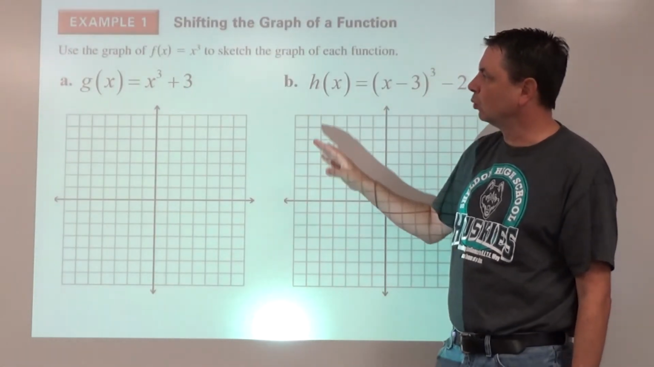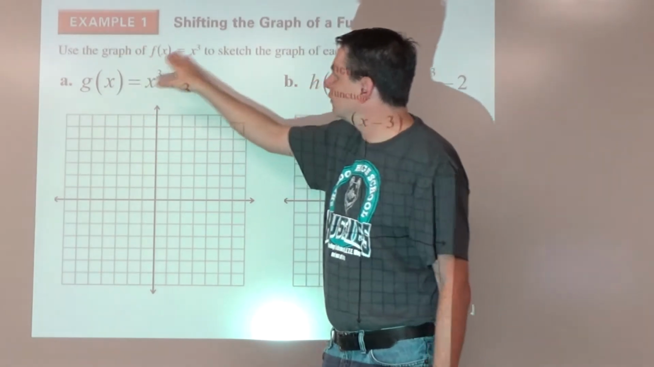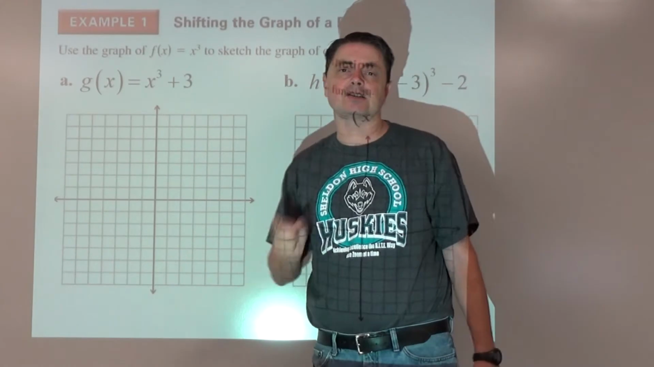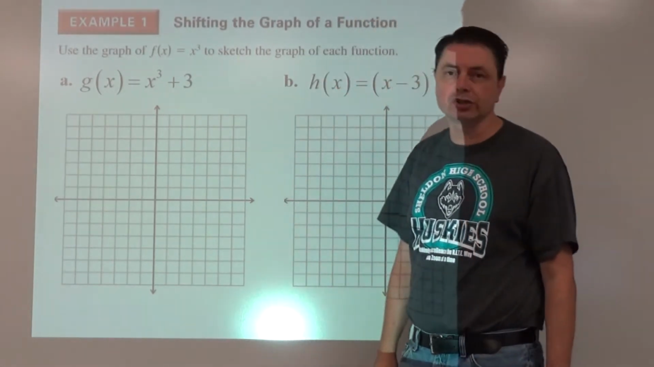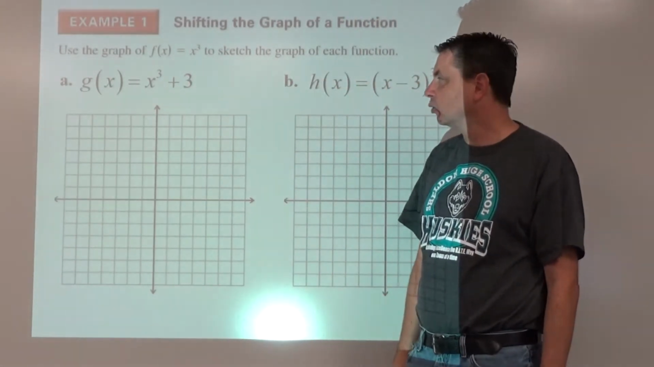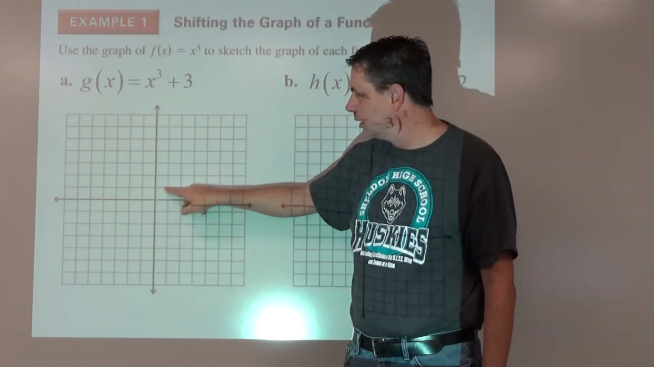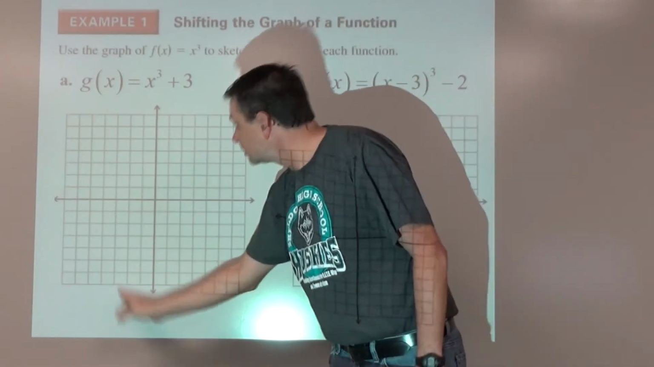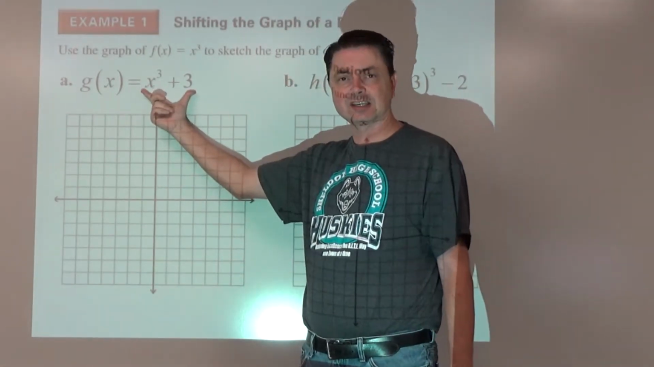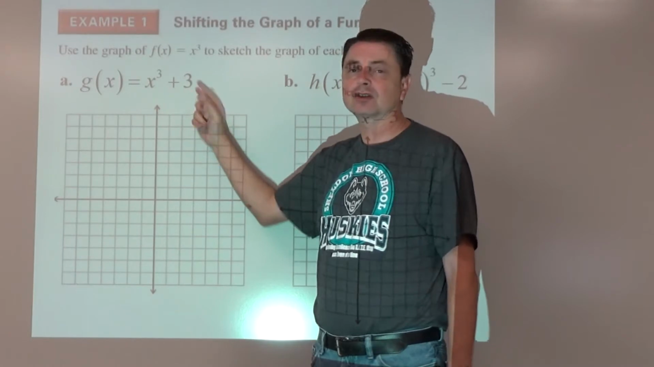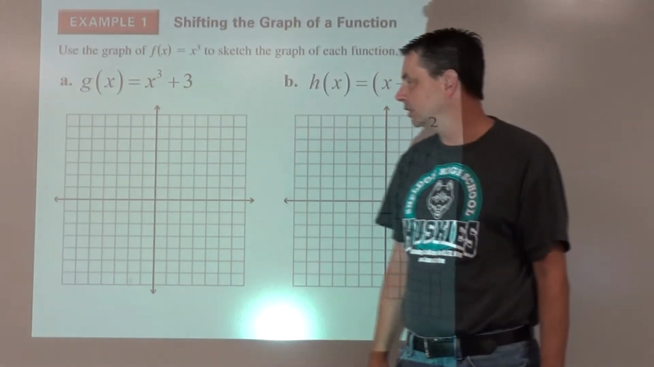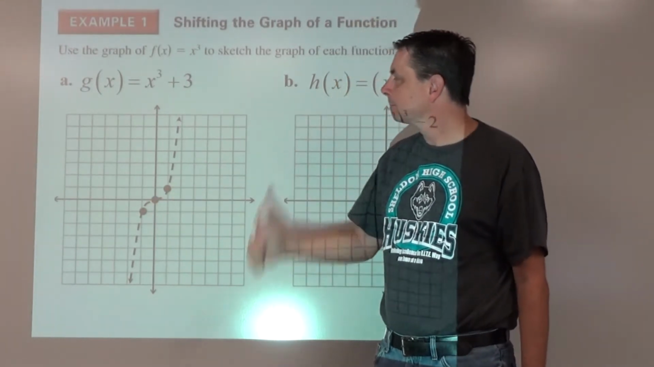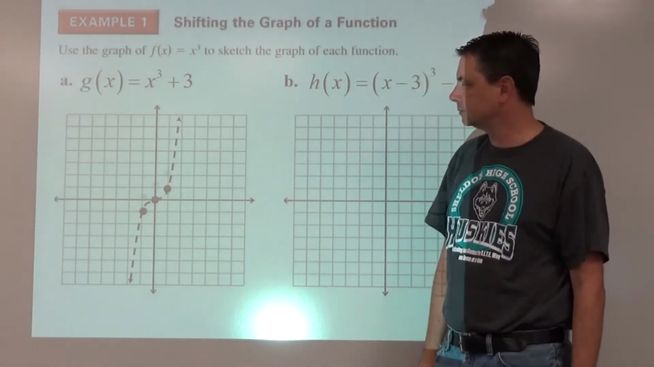So example number 1, remember, use the graph of f of x equals x cubed to sketch the graph of each function. So f of x equals x cubed, one of our parent functions from our last lesson, where we would have key points at (1, 1), (0, 0), (negative 1, negative 1), looks like this. What is this going to do? Adding 3 outside, we're going to shift up 3. So there's our parent function with the 3 key points. All of those shift up.